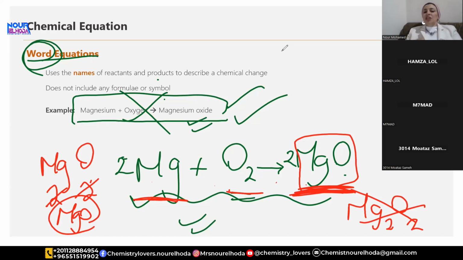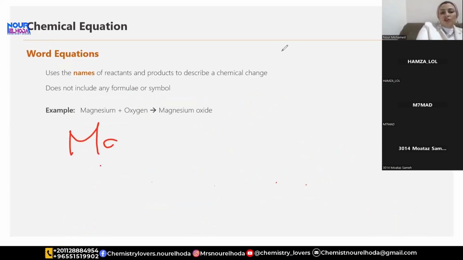So why did I put the 2 here? This is what I'm going to show you now when we balance. I will explain why we put it. I need to write, check with me: I'm going to write magnesium plus oxygen. It will give you magnesium oxide.